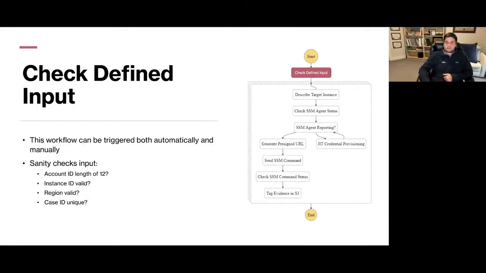So with that, let's look at the very top here and check the defined input. This is the first state of our step function. As I mentioned earlier, this workflow can be triggered both automatically via EventBridge or manually, so a CERT team member can manually kick off this workflow. Because of the manual collection, we do some sanity checks here, just to make sure there are no typos. Is the account ID that you gave me, where the instance lives, a valid length? Is the instance ID valid? Does it appear to be valid? Is the region valid? Maybe you gave me USD 3. And is the case ID unique?